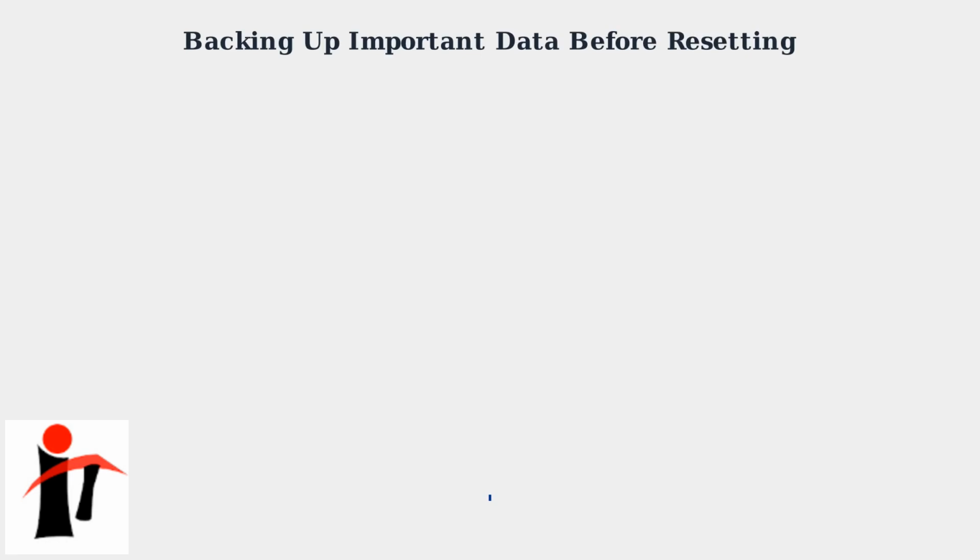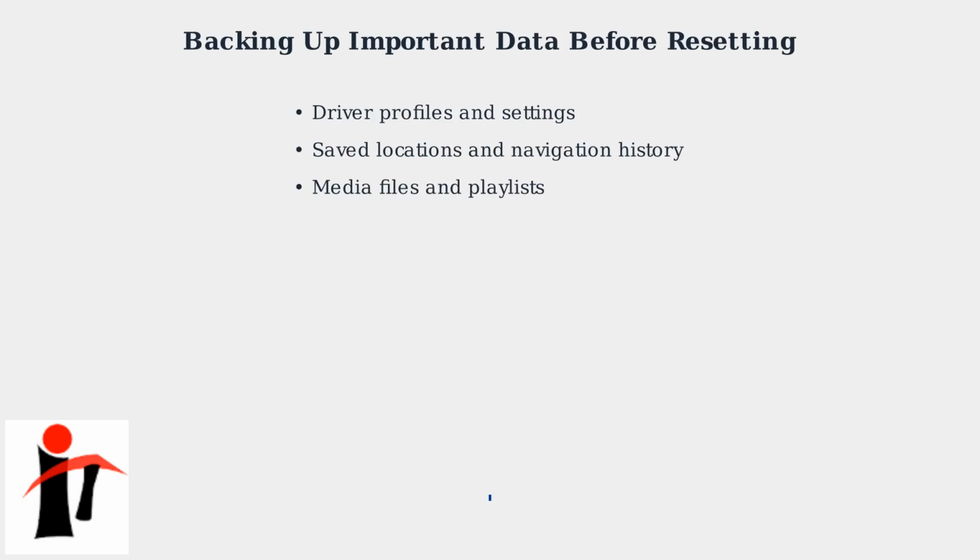Before performing a factory reset on your Tesla Model 3, it's essential to back up any important data you want to preserve. This includes your driver profiles, saved locations, navigation history, and any media files stored on the vehicle's internal storage. Key data to back up includes your personalized driver profiles and settings, saved locations and navigation history, and any media files or playlists stored locally in the vehicle.